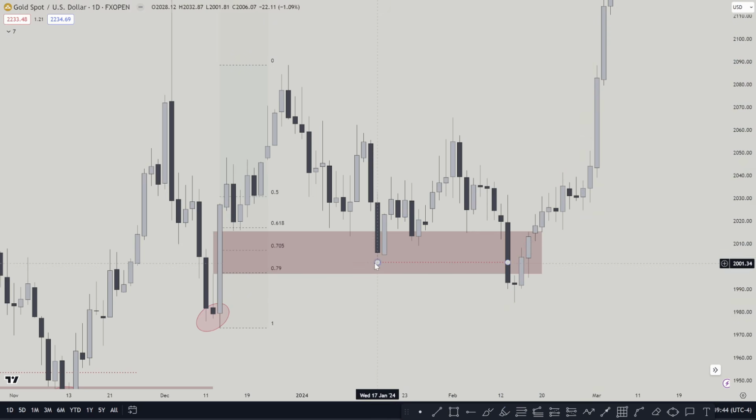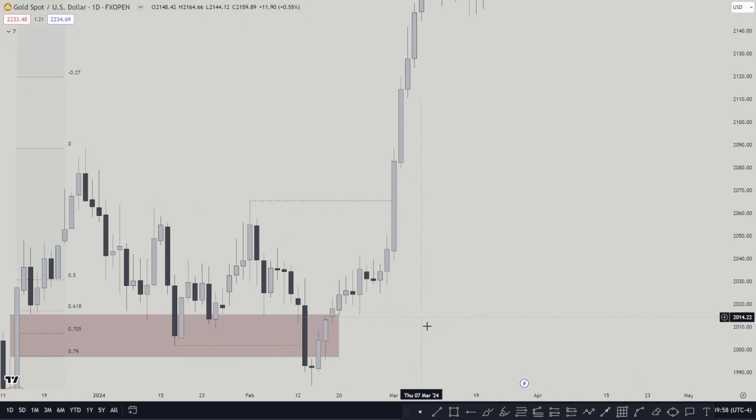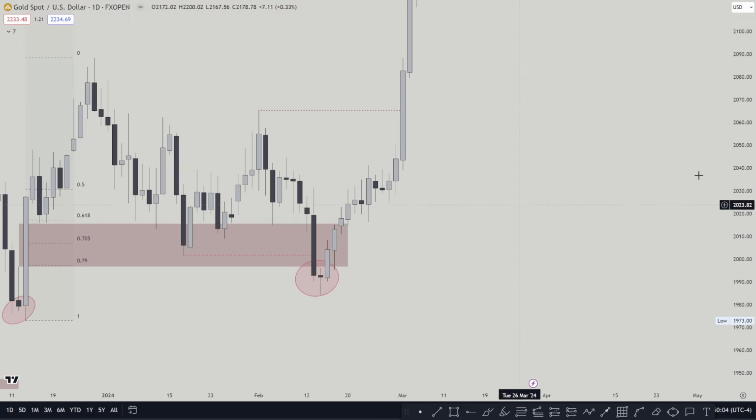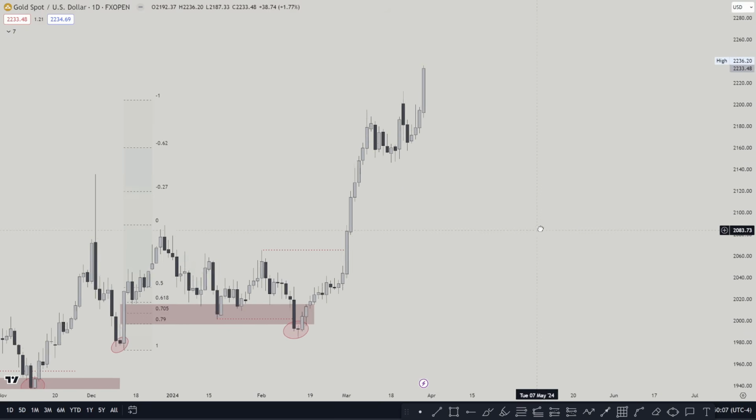Now, what do we have here? A sweep of a low followed by a break of structure, which is the main one here, because price did not retrace. So that's the real breakout structure. And that's where we now consider this as our new strong low, and as our new range. So we have a new range going up here.